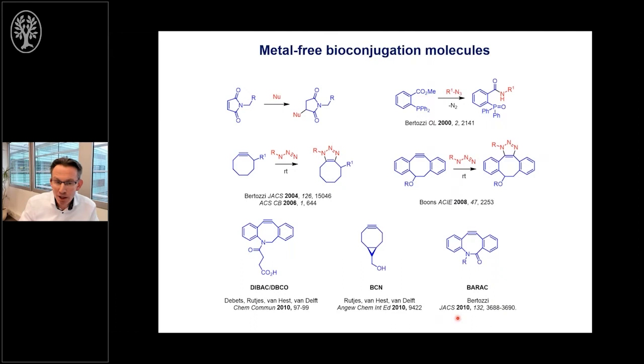But then copper, you don't always want to have copper, especially if you are working in living systems. And so then the quest came to design acetylenes that could participate in metal-free cycloaddition reactions. And it was really Professor Bertozzi in the US that moved this field forward, initially with a Staudinger ligation, but at one point she published strained cyclooctynes that would spontaneously react with azides. And well, after that first publication, I think quite some groups jumped on this topic and started designing and synthesizing strained acetylenes that could spontaneously react with azides. So some of the examples are over here.